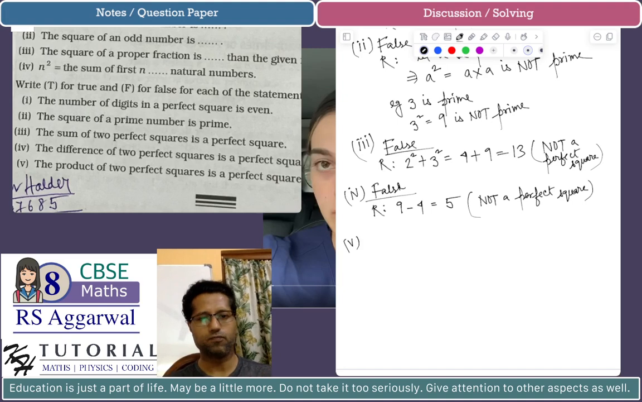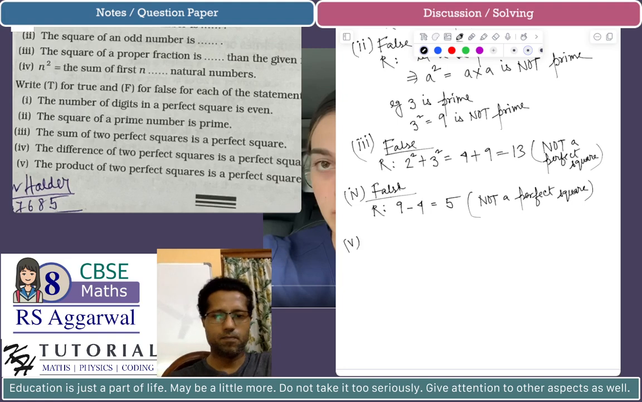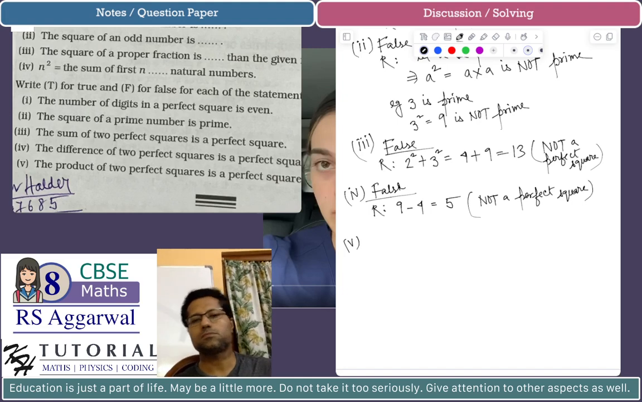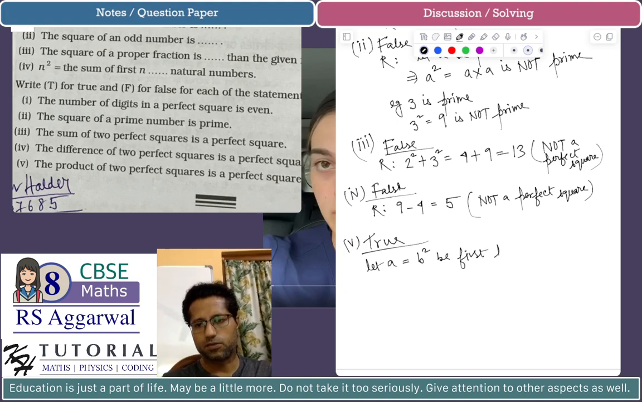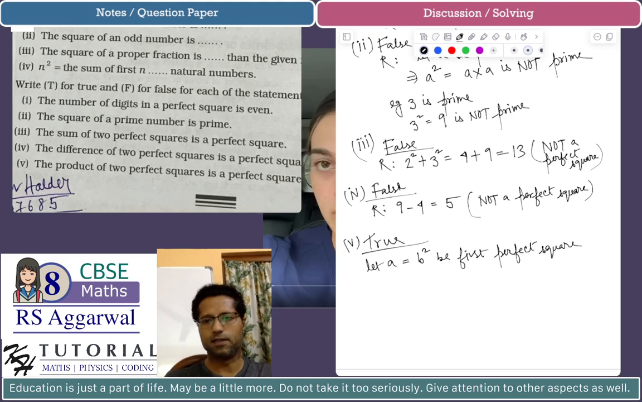5. The product of two perfect squares is a perfect square. Okay, this is a nice one. So let's say this is true. Of course, this is true. Why? Because let A equal B square, the first perfect square. Let A be a perfect square, and if it is a perfect square, it has to be the square of some number, and let that number be B. So let's say we have A equals B square.